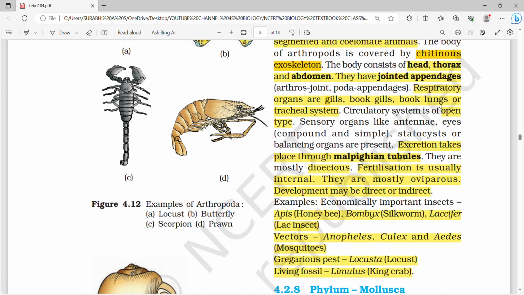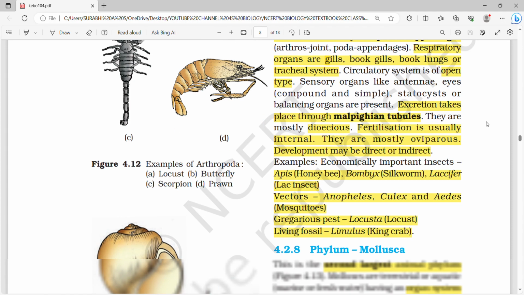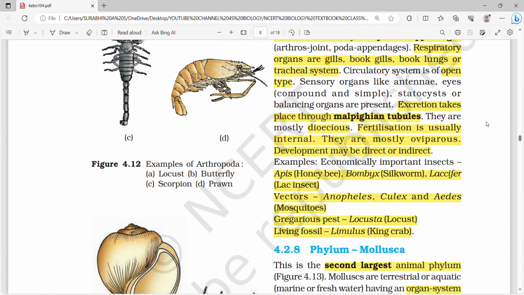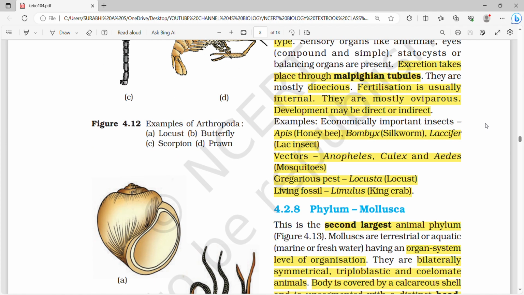Their body is divided into head, thorax, and abdomen. They have jointed appendages, so they are called Arthropoda. Respiratory organs are gills, book lungs, or tracheal system, and the circulatory system is of open type. Excretion takes place through Malpighian tubules. They are dioecious. Fertilization is usually internal, and they are mostly oviparous, not viviparous. Development may be direct or indirect.